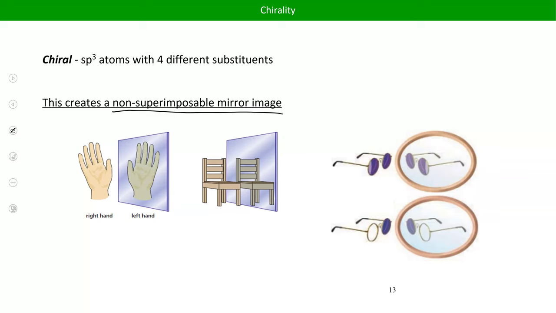So the key aspect for us, and specifically in OCHEM, is that sp2 atoms will never be chiral because they're planar, right? sp2 trigonal planar means if you take the mirror image of it, you can always get the same thing back because it's flat, because it's planar. If you have a tetrahedral atom, an sp3 atom, with three different substituents, it's achiral, because you can't tell the difference between hydrogen one and hydrogen two.